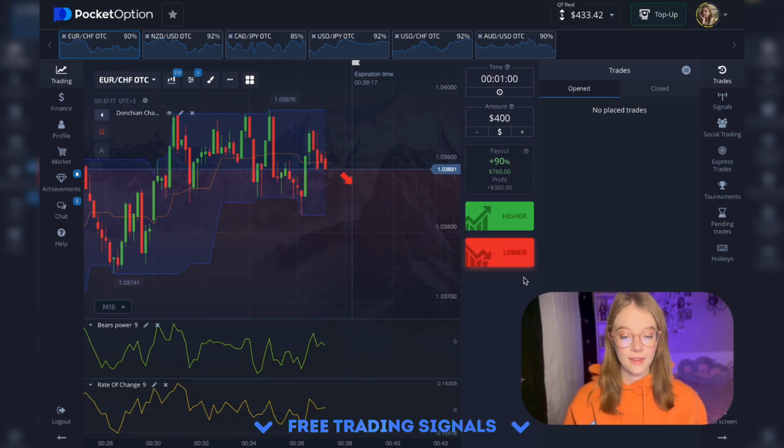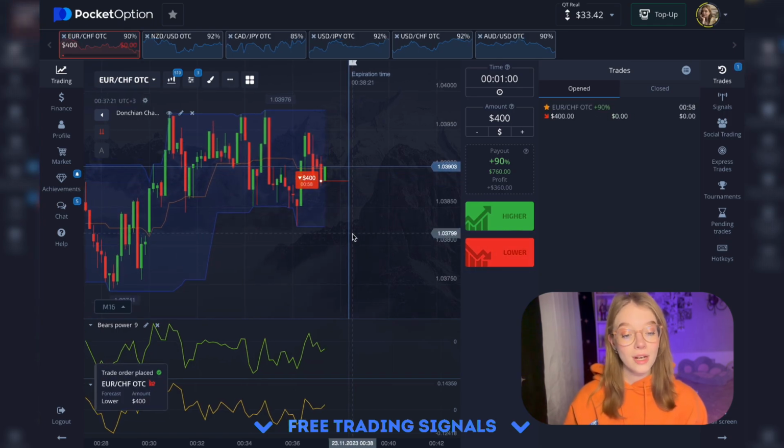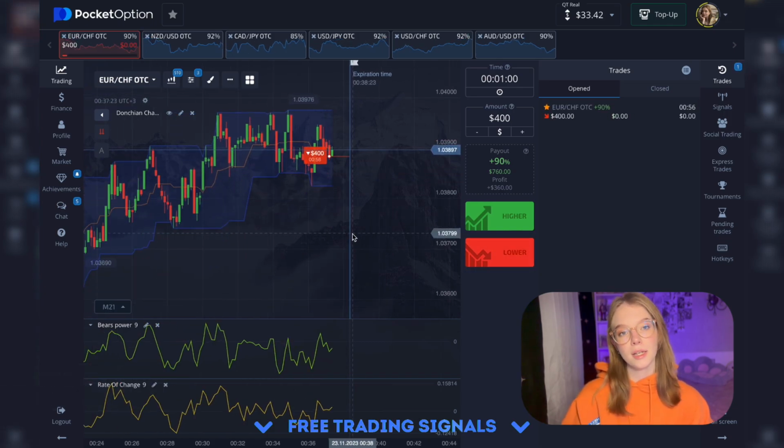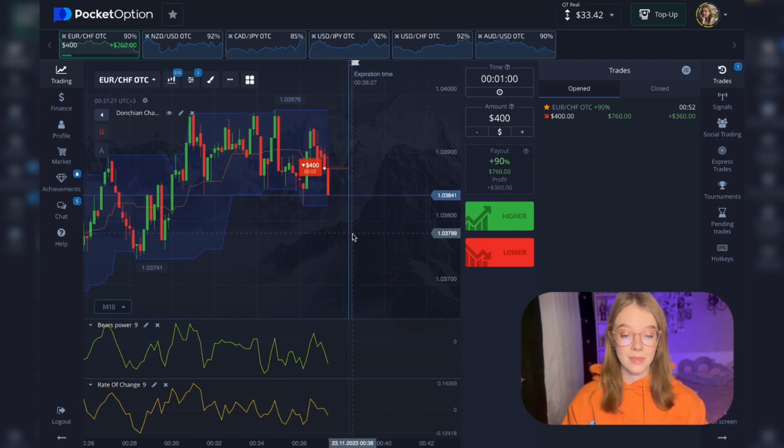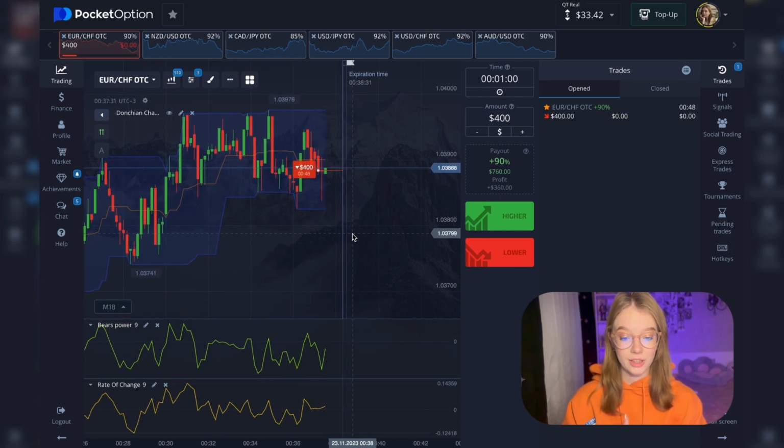Here we see that our indicators are pointing to a decline, but the chart is slightly below the middle line, which means that soon the chart will go down and we will make money on it. I open a trade for $400.